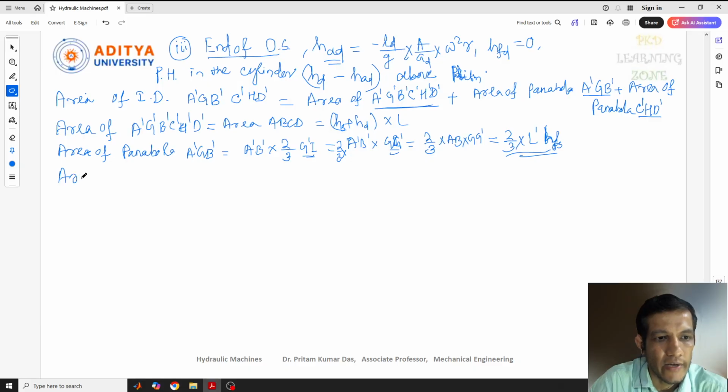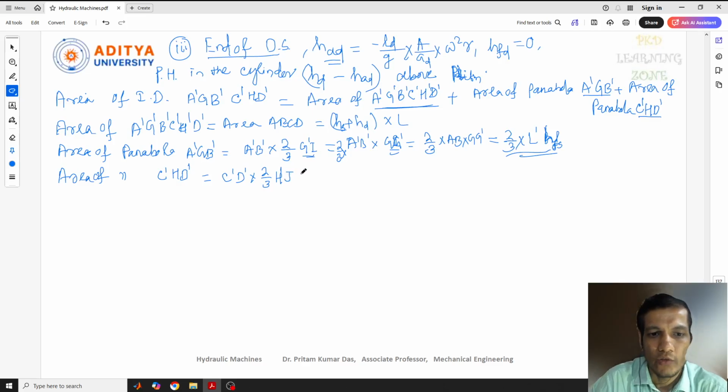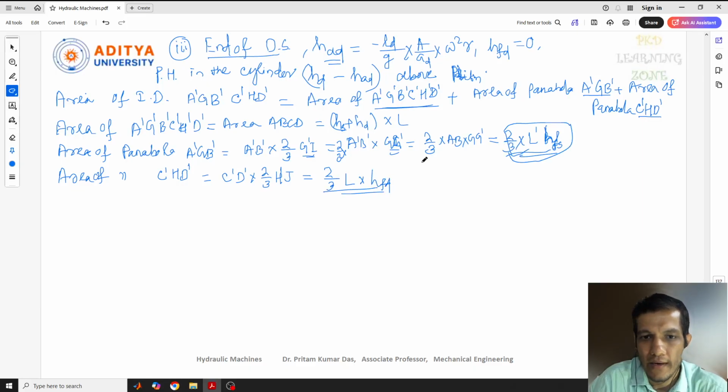Similarly, for the delivery stroke we need to find the area of the parabola C dash H and D dash on the other side, the delivery stroke side. We can find it in a similar way. I'll write the first step here, then go directly to the last step: C dash D dash into 2 by 3, and on behalf of G it is H dash, on behalf of I it is J. Finally, the answer is 2 by 3 L into HFT. See, both answers will be similar. Here I have written L, there I have written L dash.